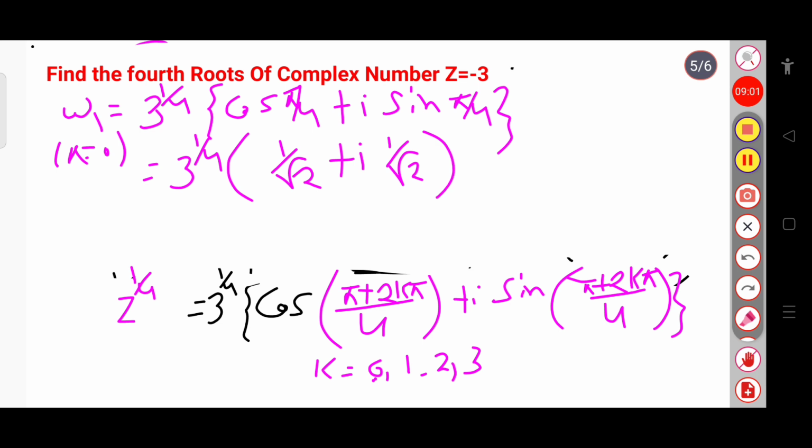Similarly, you can calculate w2 when k equals 1, and similarly you have to put k equal to 1 here. So this will be 2 pi plus pi, that is 3 pi by 4, and here sin 3 pi by 4.